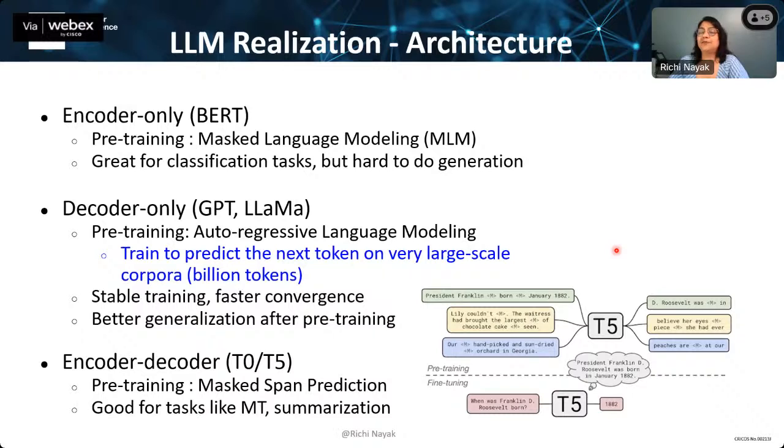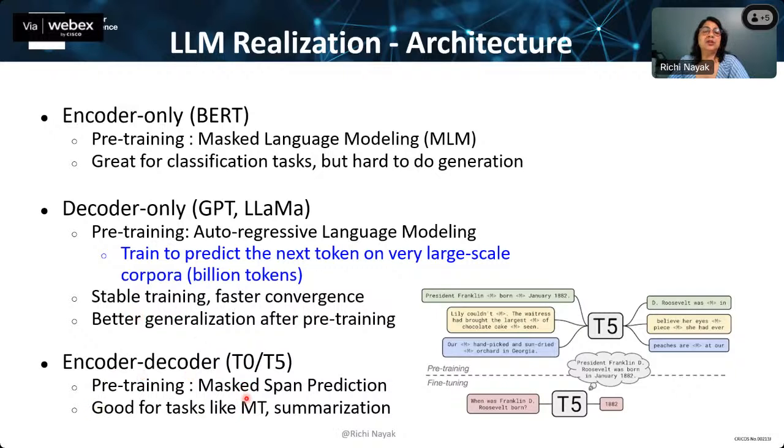I have some more detail on the GPT model there. So if we put it in terms of LLM, BERT, encoder only, has the masked language model. So you have masked self-attention, masked tokens, great for classification, but hard to do generation. Decoder only, they train to predict the next token. They are autoregressive, with stable training and faster convergence.